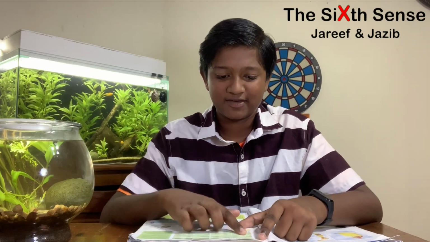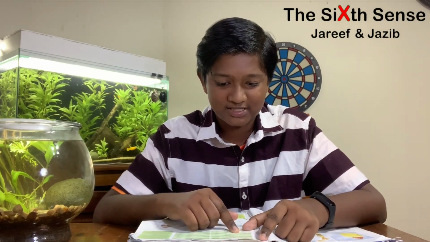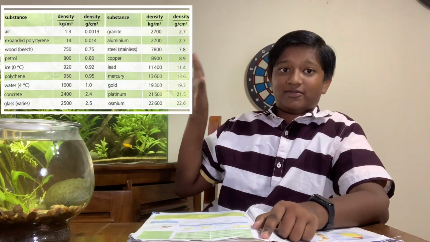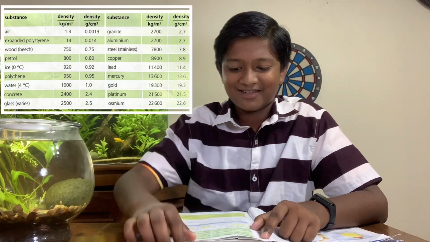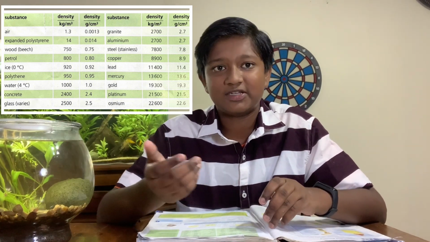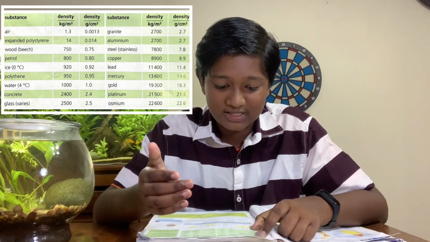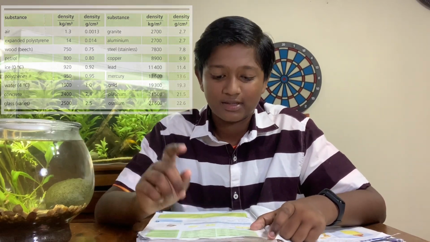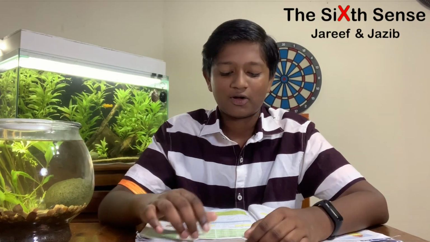Over here, there's a chart which lists some substances and their densities. For example, petrol has a density of 800 kilograms per meter cube, or we could use grams per centimeter cube, which for petrol would be 0.80 grams per centimeter cube. Using this, they gave an example question. Let's read it out. Using density data from the table given, calculate the mass of steel having the same volume as 5,400 kg of aluminum.